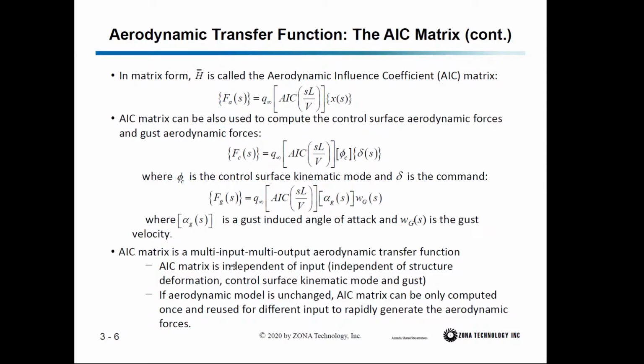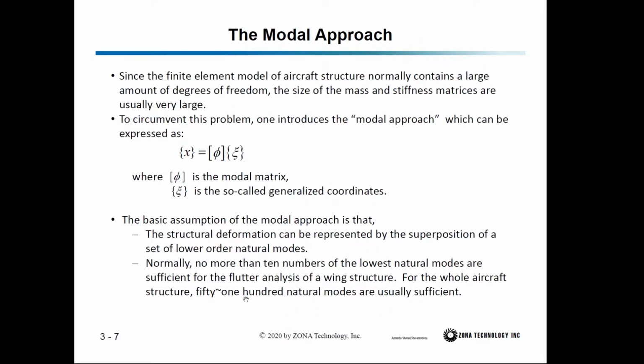So AIC is a multi-input, multi-output aerodynamic transfer function. AIC is independent of input, so independent of structural deformation, control surface kinematic mode, and gust. So if the aerodynamic model is unchanged, the AIC matrix can be computed only once and reused for different inputs to rapidly generate aerodynamic forces.